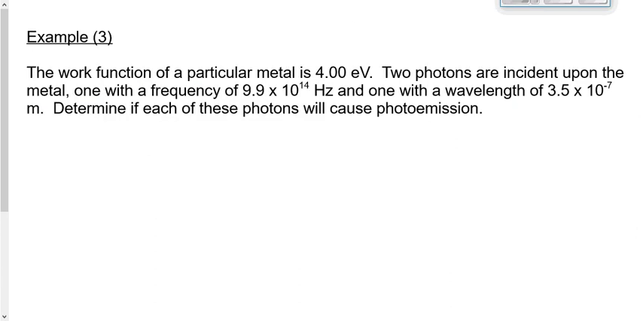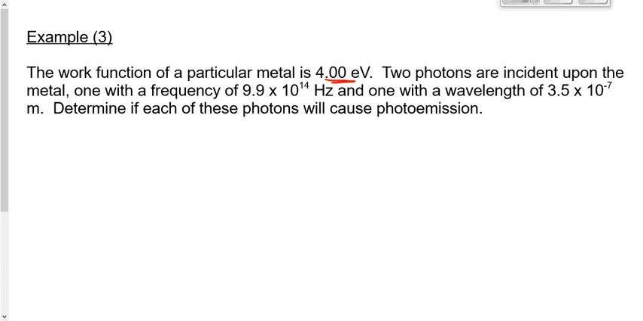Here's your first example. Since the work function of a particular metal is 4 electron volts, I think it was Zach that talked earlier about having different threshold frequencies, different work functions for different metals. Yeah, absolutely. The work function of this metal is 4 electron volts. For some other metal, it's higher. For some other metal, it's lower. Okay, different work function, different threshold frequency for every different material.